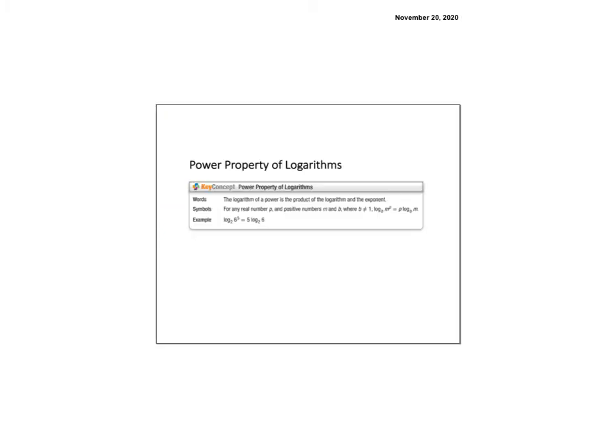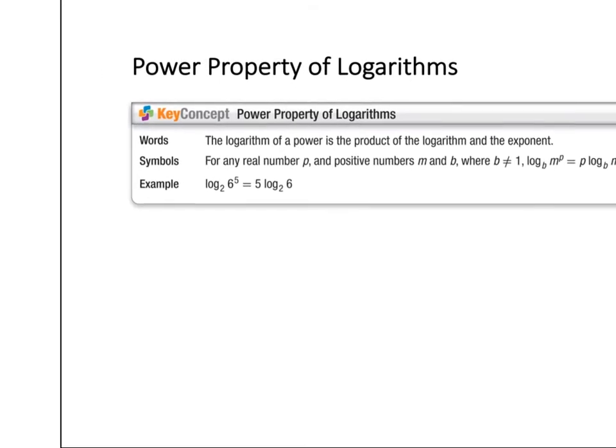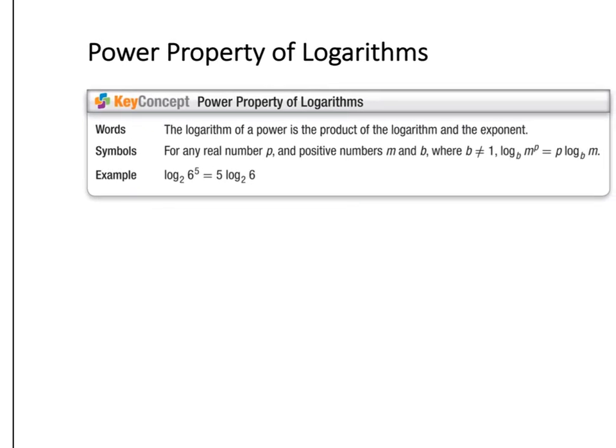All right, and then the last property we're going to talk about here is when we have a number outside or in front of our logarithm. So we can rewrite this as an exponent here. So see how we started with log base 2 of 6 to the 5th power. Well, this can be rewritten with this 5 out front of the log. So we can then have 5 log base 2 of 6. So those are equivalent ways to write these.